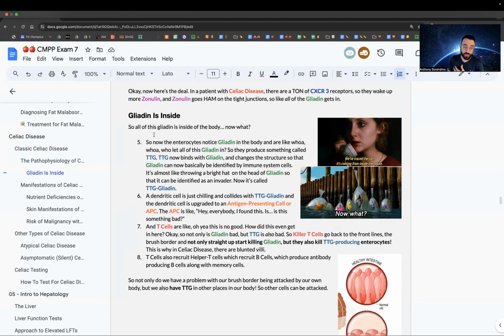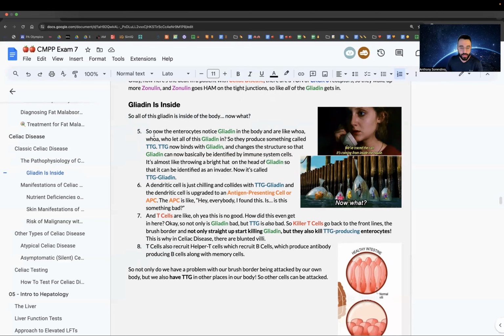So then we have these dendritic cells, which are just kind of chilling, and they collide with the TTG gliadin, and the dendritic cell is then upgraded to an antigen-presenting cell, or an APC, okay? So the APC is like, hey, everybody, I found this, and it's holding TTG gliadin. Is this something bad? And T cells come over and they're like, yeah, this is no good. This is bad. How did this even get in here? So not only is gliadin bad, but TTG is also bad.